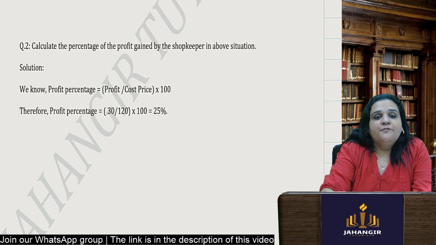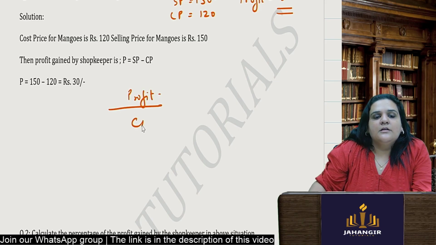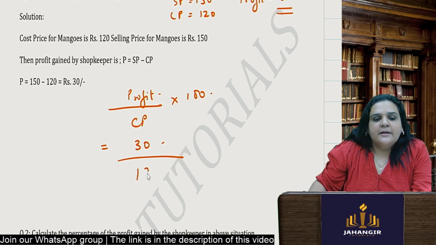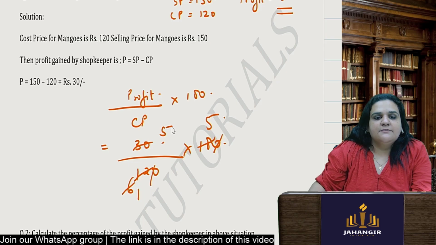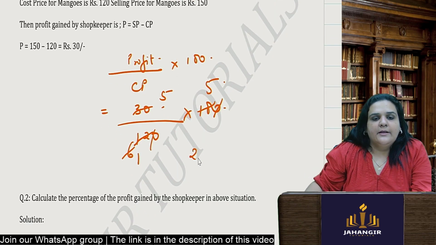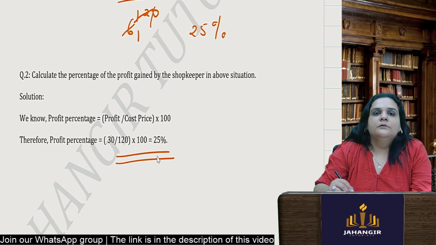Calculate the percentage of profit gained by the shopkeeper above. So percentage of profit will be nothing but the amount of profit upon the cost price into 100. Amount of profit is 30. Cost price is 120, into 100. Now 2 sixes are 12, 2 fives are 10. 6 ones are 6, 6 fives are 30, 5 fives are 25%. See?